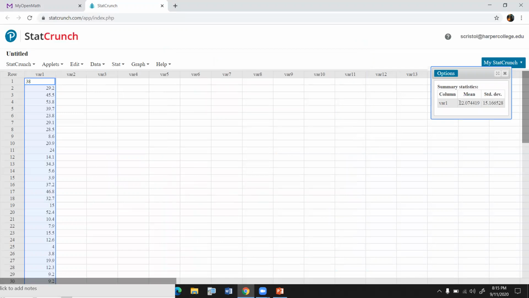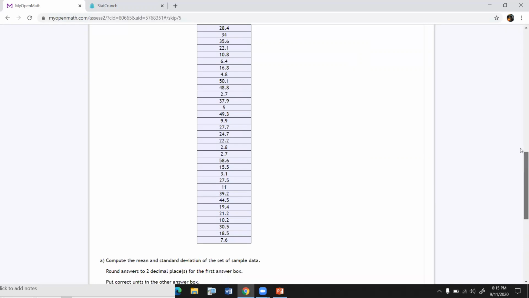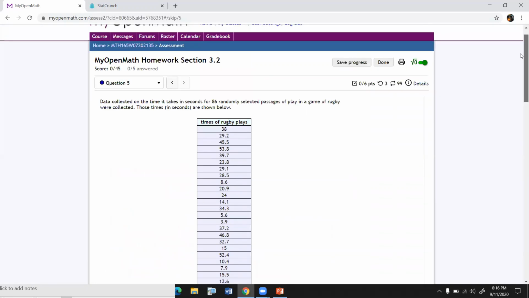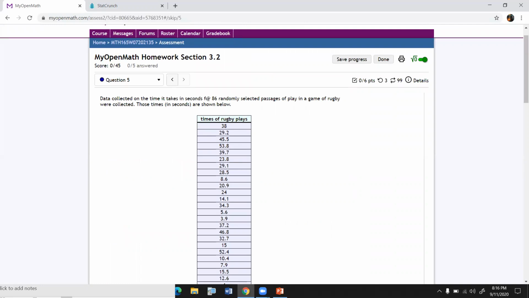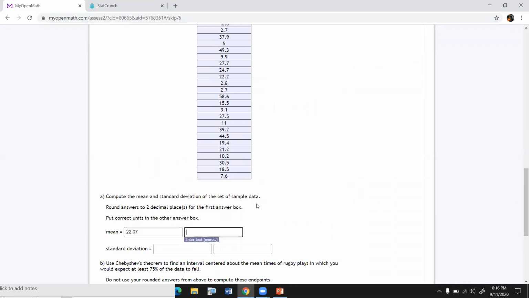The mean is this number. I'll just copy and paste. Control C, copy it, go back here, and I'll do Control V. Okay, and now they say to round it to 2 decimal places, so I will simply round to 2 decimal places. This number is 22.07, and right here we have to put a units measure. So let's see, that was the mean of the times, and if I scroll back up, the times were given in seconds, so the mean will be actually in seconds.